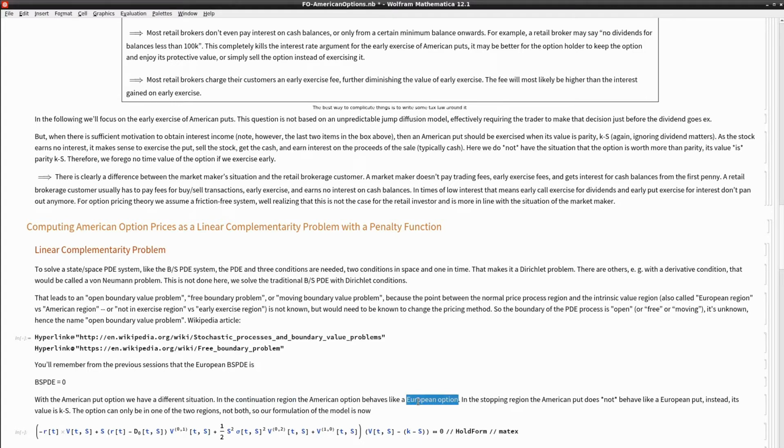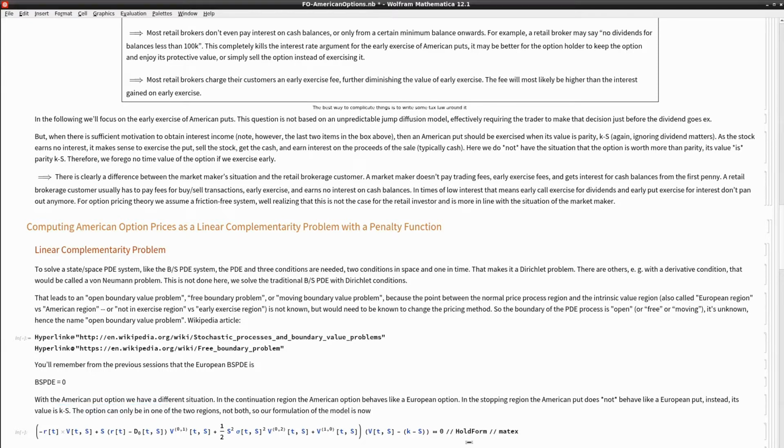So far, so good, because we are not in exercise. We are simply behaving in a European manner. We don't want to exercise our options early, so we are behaving European. But in the stopping region, or exercise region, the put does not behave like a European put. Instead, its value is K minus S, right? We want to exercise early in order to get K minus S. The option can only be in one of these two regions, not in both.